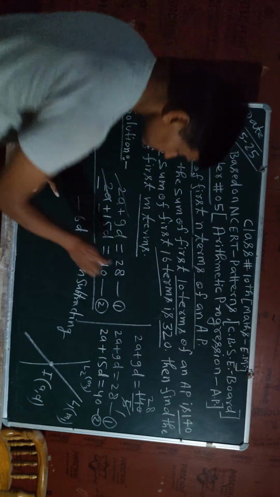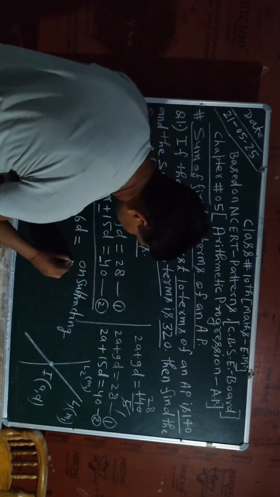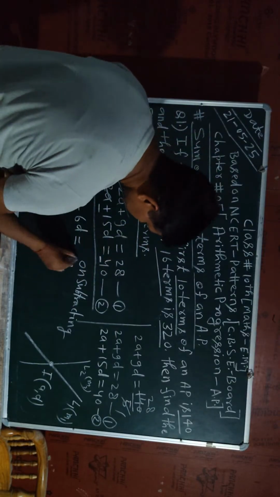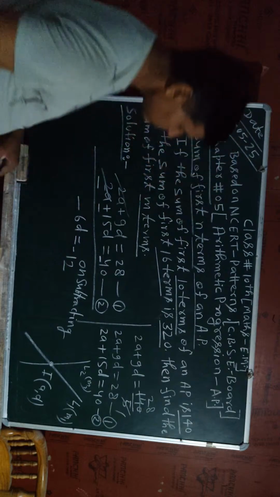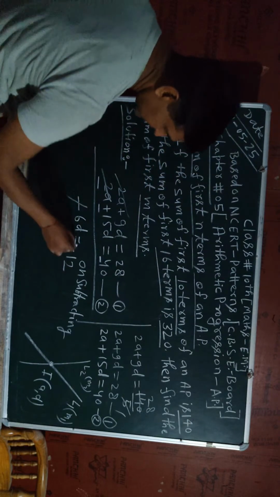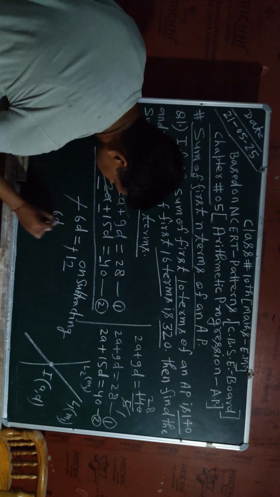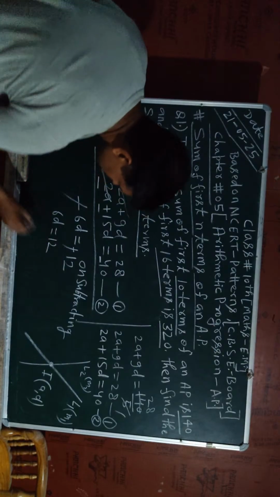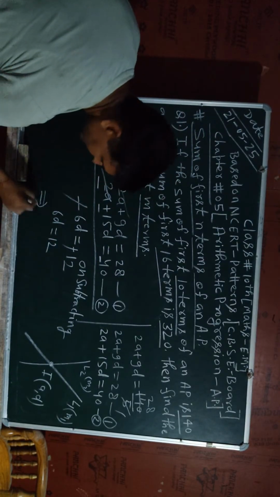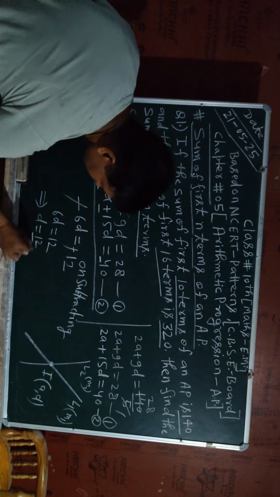Here I will subtract 10 minus 8, that will be 2. Here will be 3, so 3 minus 2, that will be 1. So here I will say minus 12. Now again I will simplify: the minus sign and minus sign will cancel out. So I will say 6d is equal to 12. After simplifying, I will write that d is equal to 12 divided by 6.